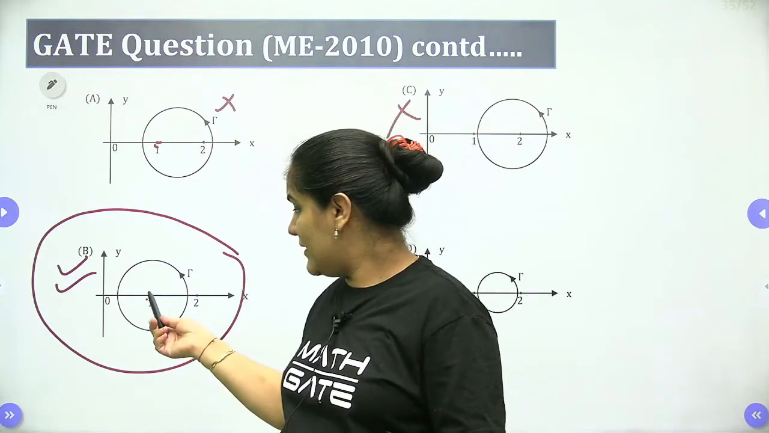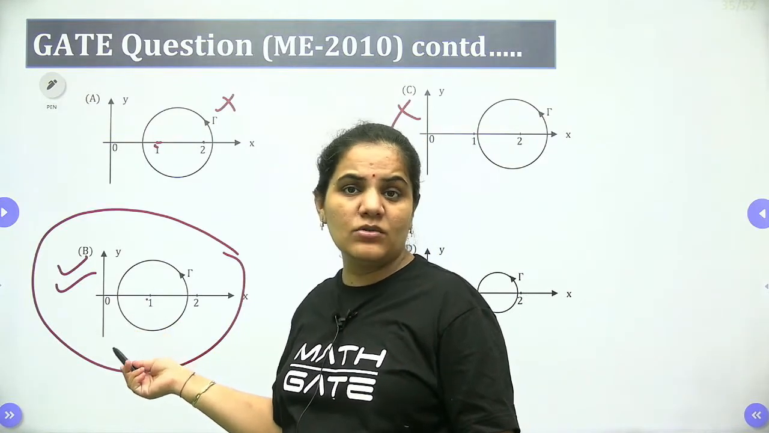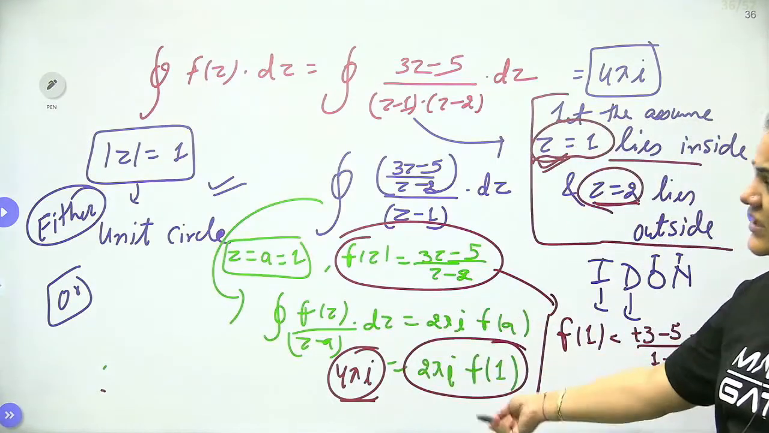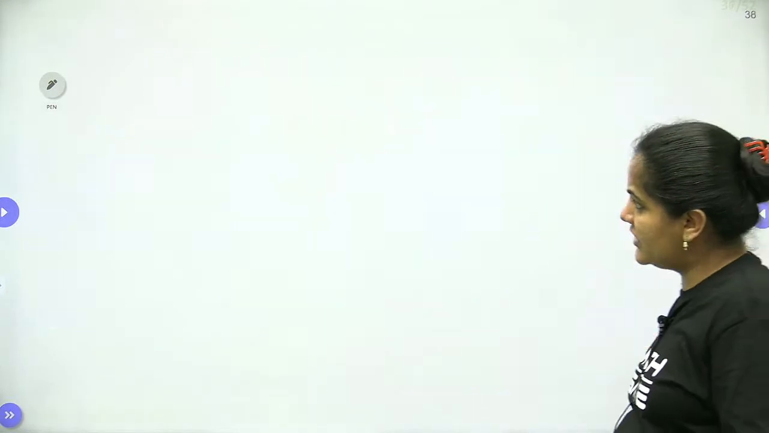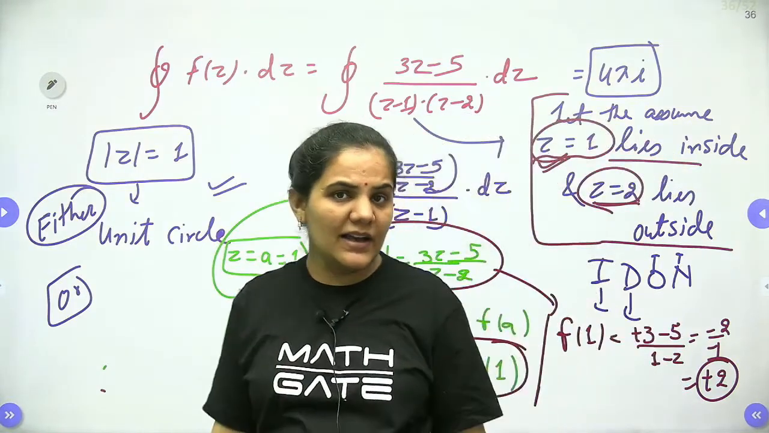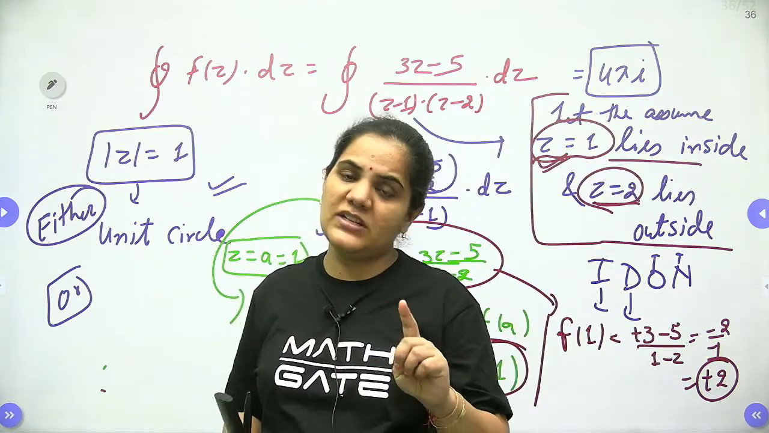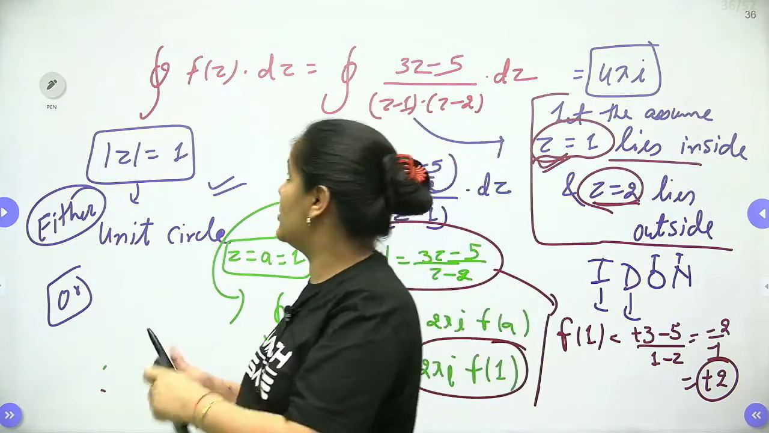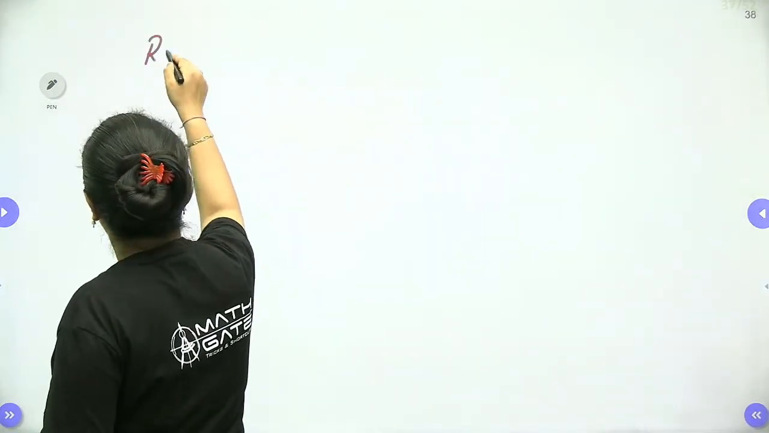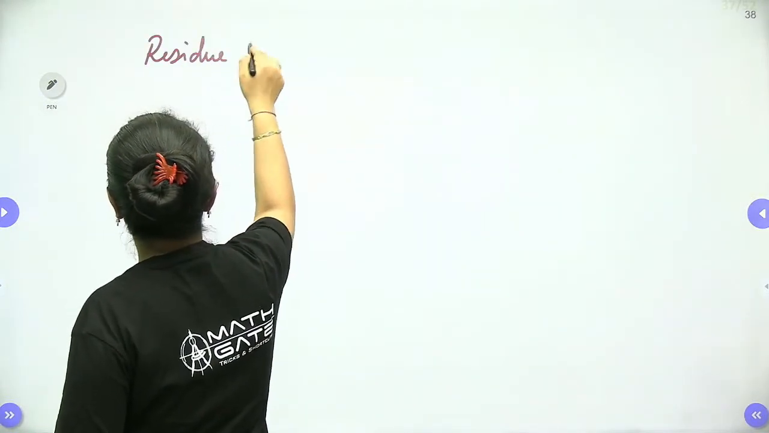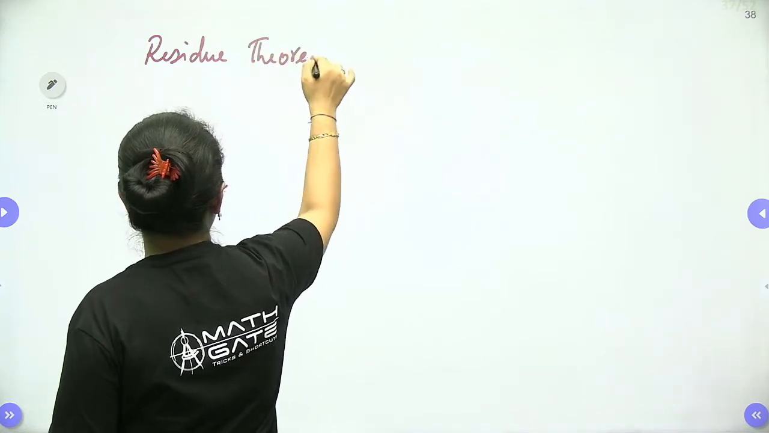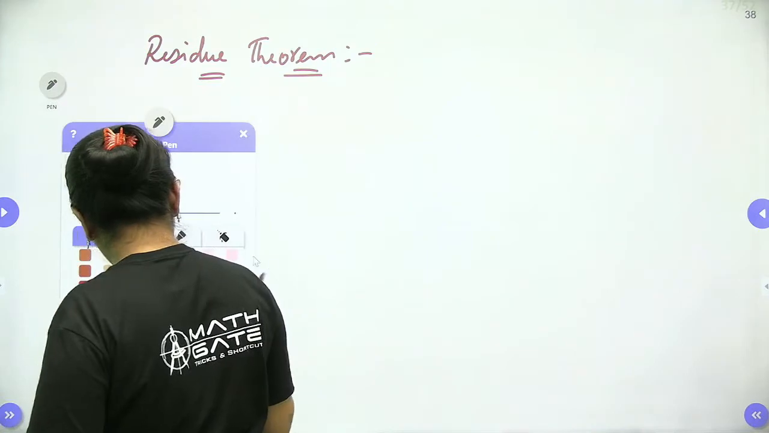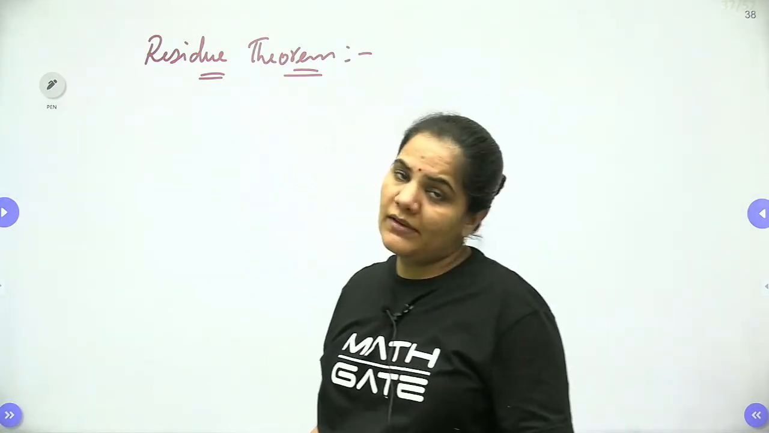So here we have z = 1 inside the closed curve and z = 2 outside the closed curve, which we proved just now with the help of Cauchy's integral formula. Clear, guys? Now this was the first approach. If you want to go with Cauchy's residue theorem, let me show you the residue theorem also. The same question we can proceed with the residue theorem. Again, there also we have to make an assumption.